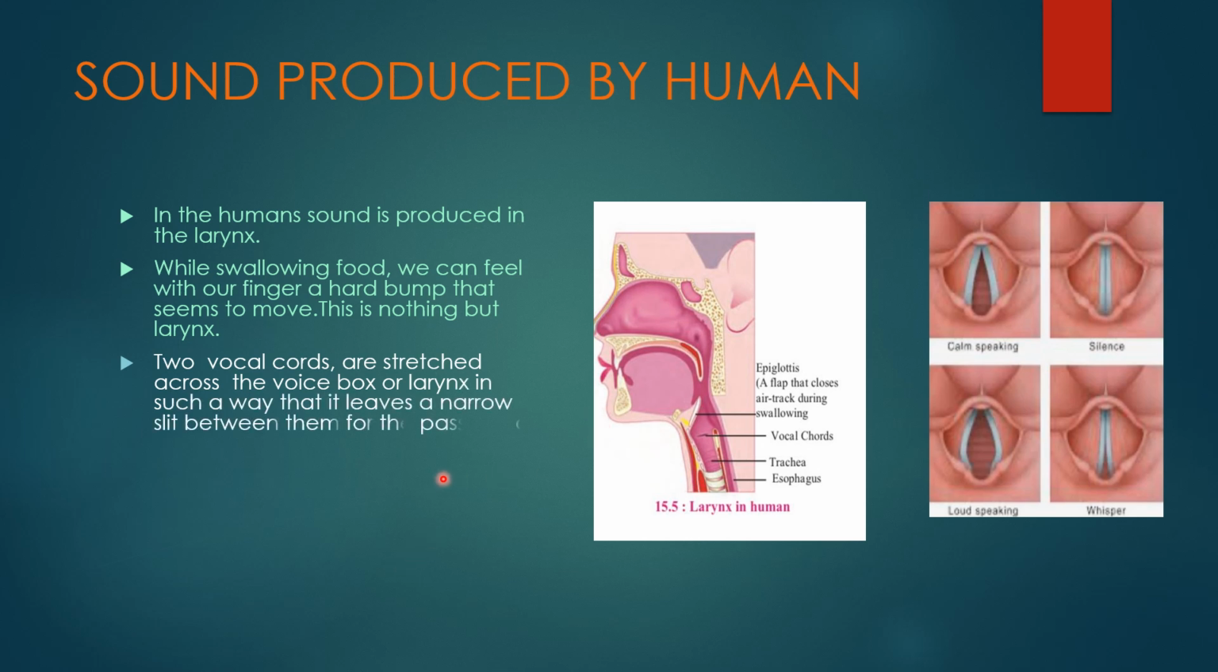Next, the vocal cords are stretched across the voice box. This is the voice box, and these two are the vocal cords. We can see them here very clearly.